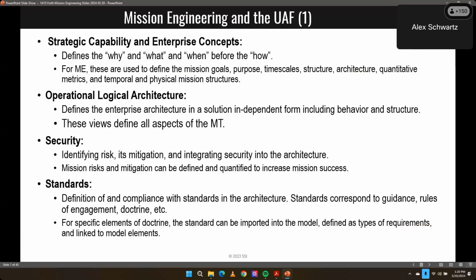So what I did was create this set of elements, which is what is useful in terms of the standard UAF views out of the box for actually supporting mission engineering.